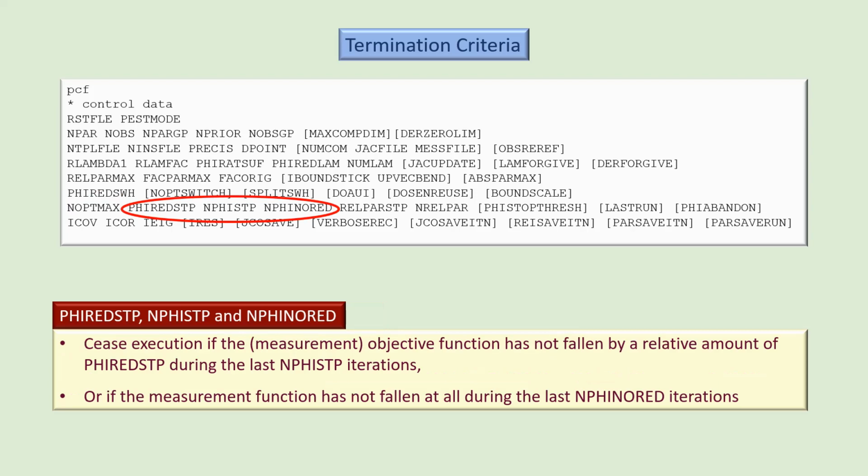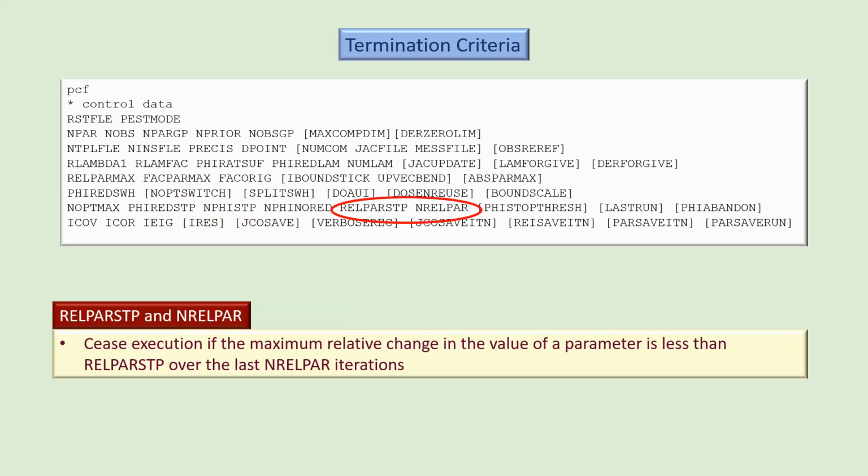The next three variables tell PEST to cease execution if the objective function isn't changing very much over a few iterations. How much is very much and how many iterations are defined through those variables. The next two variables tell PEST to cease execution if parameters aren't changing very much over a few successive iterations. How much is very much and how many iterations are defined through those variables.